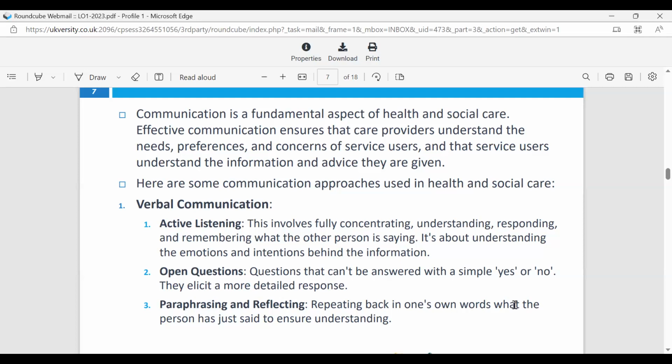First, active listening. Why do you think when you're talking to someone within the health and care profession, why do you think active listening is so important? It's important so that we can understand the process of the care of the person. Yeah. So you're able to understand them and you're fully concentrating, understanding, responding, and remembering what the other person is saying. It's about understanding their emotions and intentions behind the information.